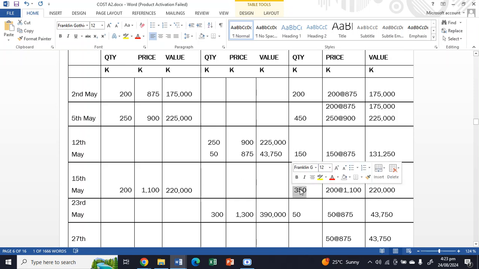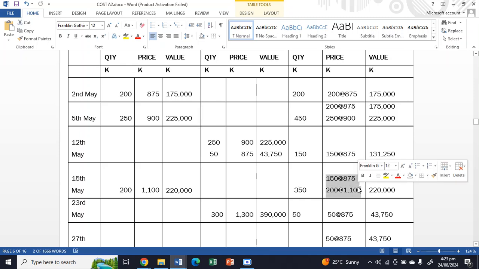So we have 350 solar panels. So whenever there's a purchase, in this case imports, you separate the goods. So we have 150 solar panels at 875 and 200 solar panels at 1,100.